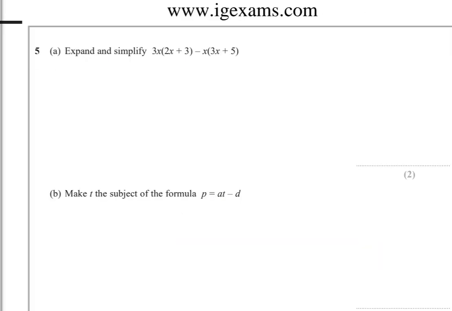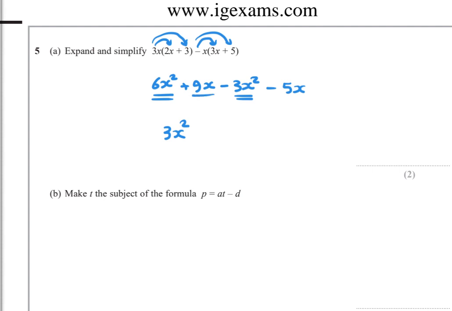Number 5a, expand and simplify. 3x times 2x, 6x squared. 3x multiplied by 3, 9x. Negative x times 2x, negative 2x squared... negative x times 3x, negative 3x squared. Negative x times 5, negative 5x. Combine the like terms. 6x squared minus 3x squared is 3x squared. 9x and negative 5x is 4x.